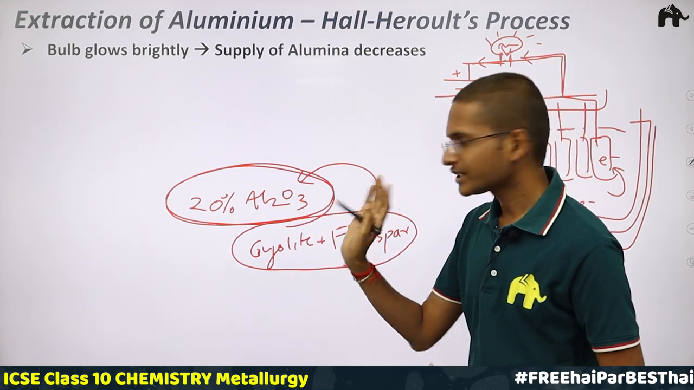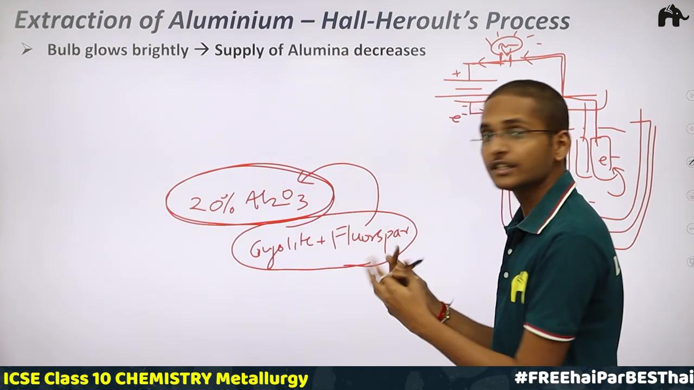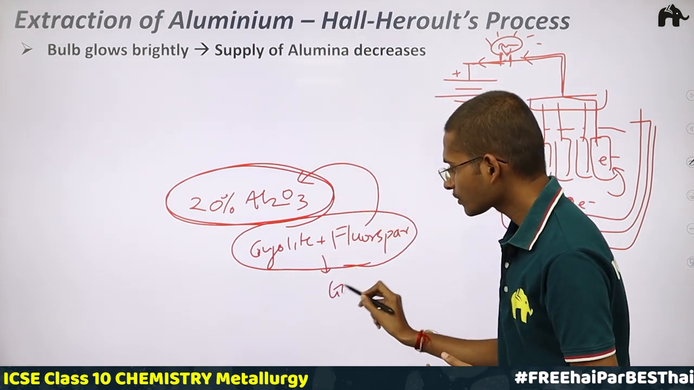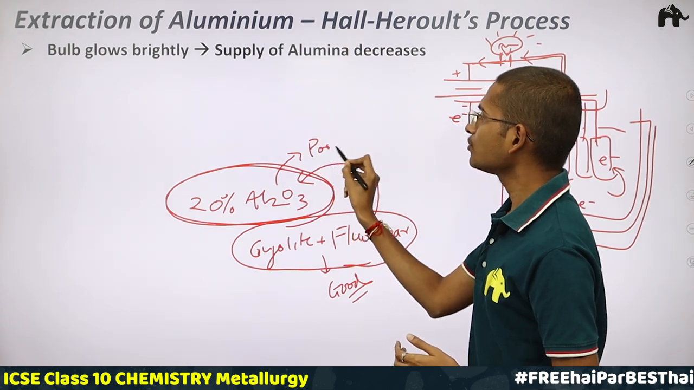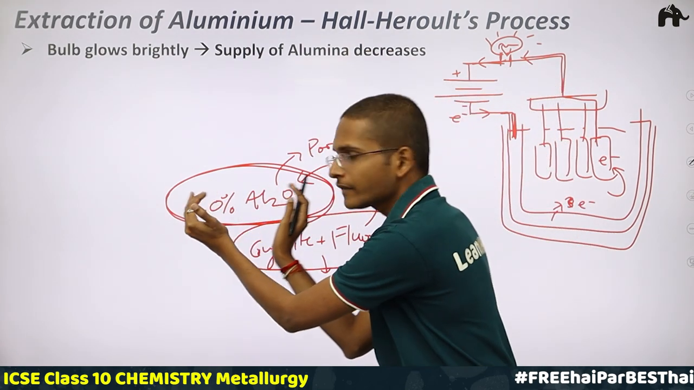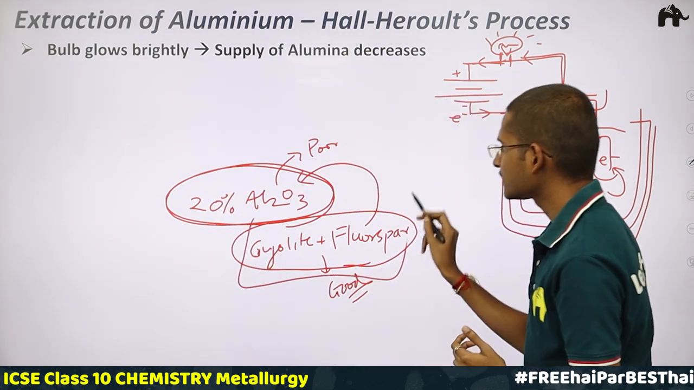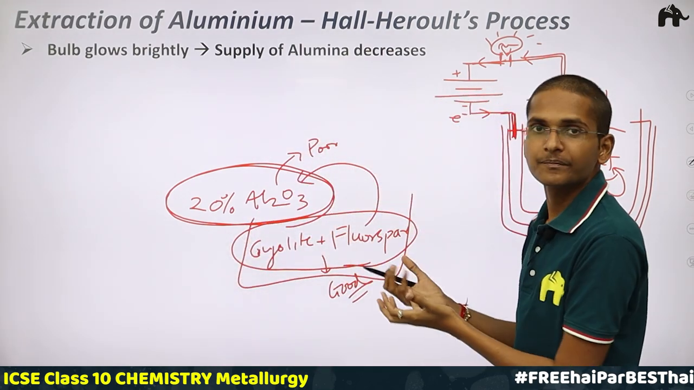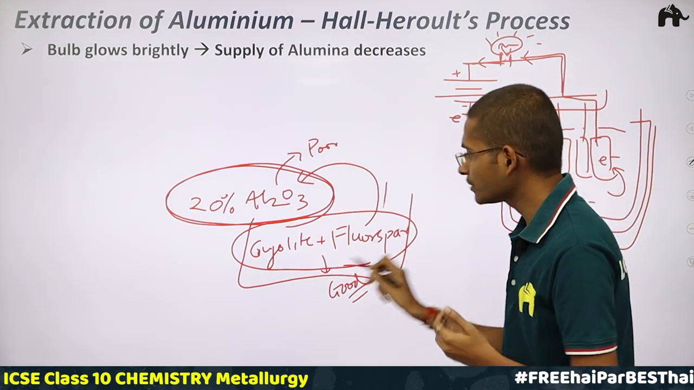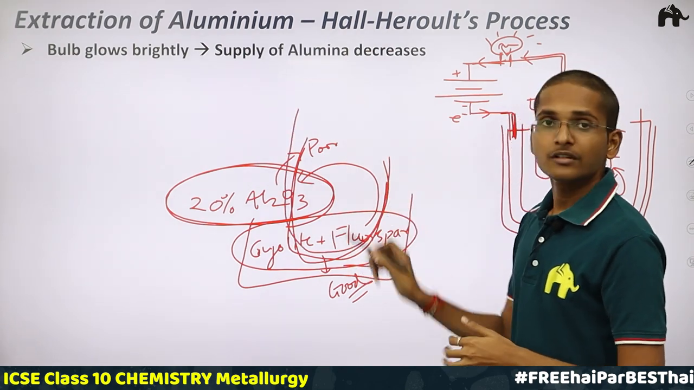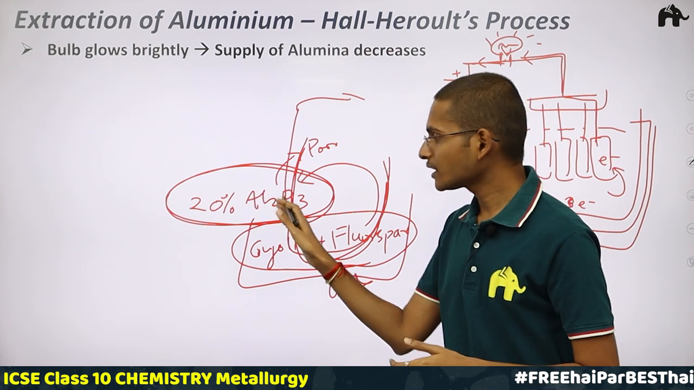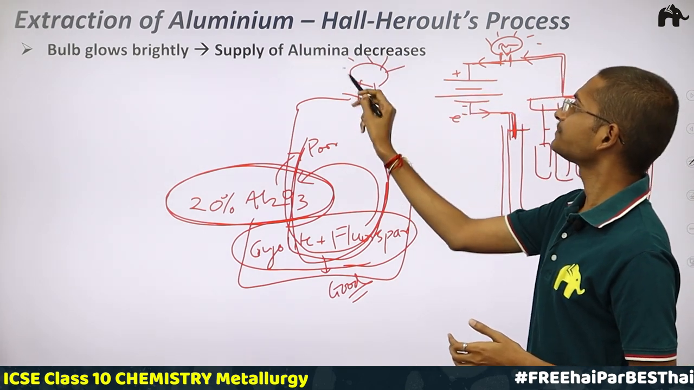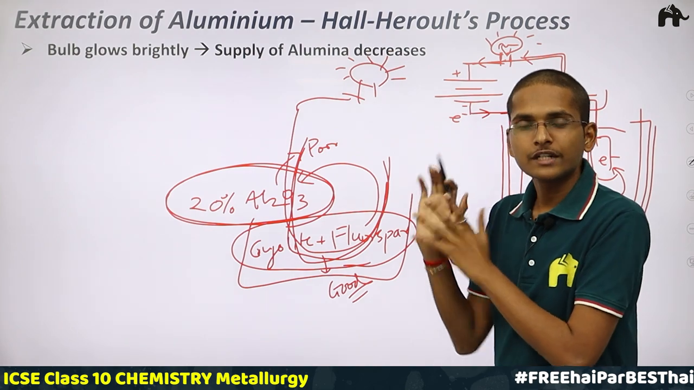So if at all our alumina is absent, then too they would conduct electricity, and they would conduct electricity with much greater ease, because they are good conductors. Alumina is a poor conductor, or almost a non-conductor, right? So if the content of alumina is decreasing, and only cryolite and fluorspar are remaining in our electrolytic cell, what would happen? They would try to conduct electricity very easily and very nicely. And since they are good conductors, they would conduct more and more electricity, right? And since more and more electricity would be conducted, because now the alumina's content is less, which was hindering our conductivity, our bulb here would glow brightly, more brightly than it was glowing from the initial point.